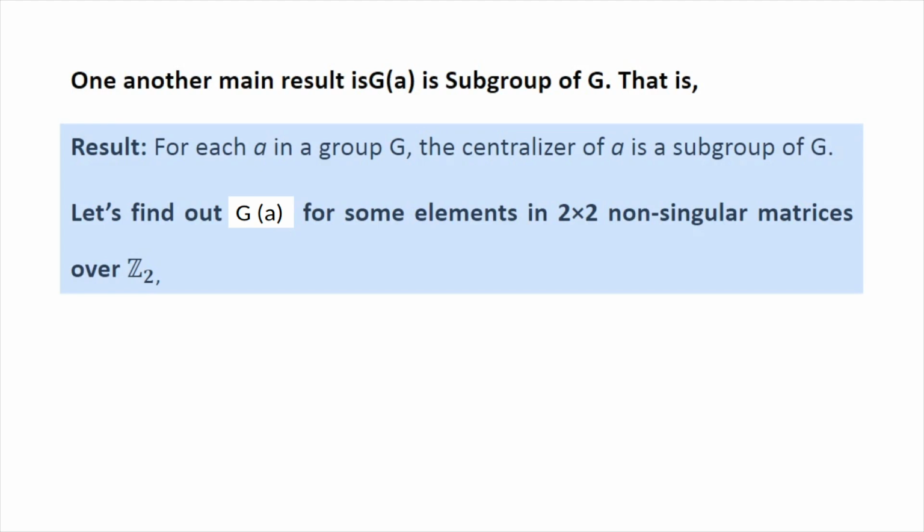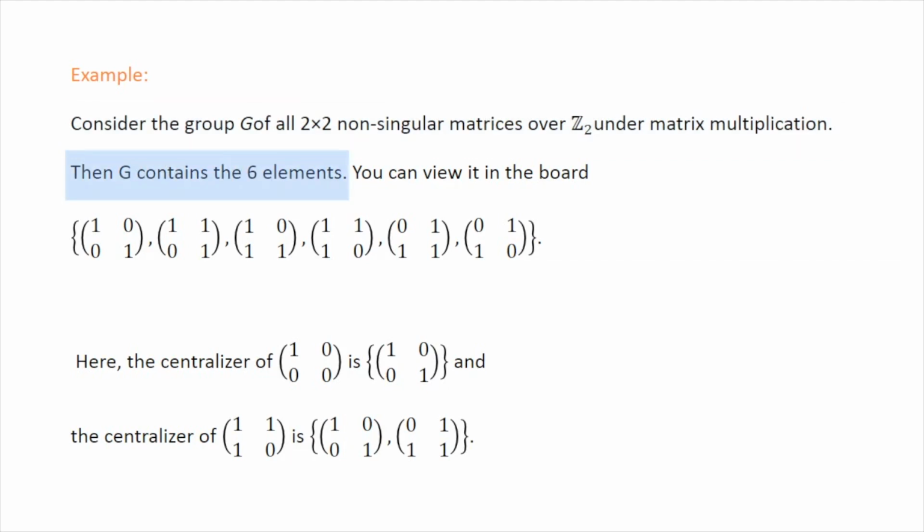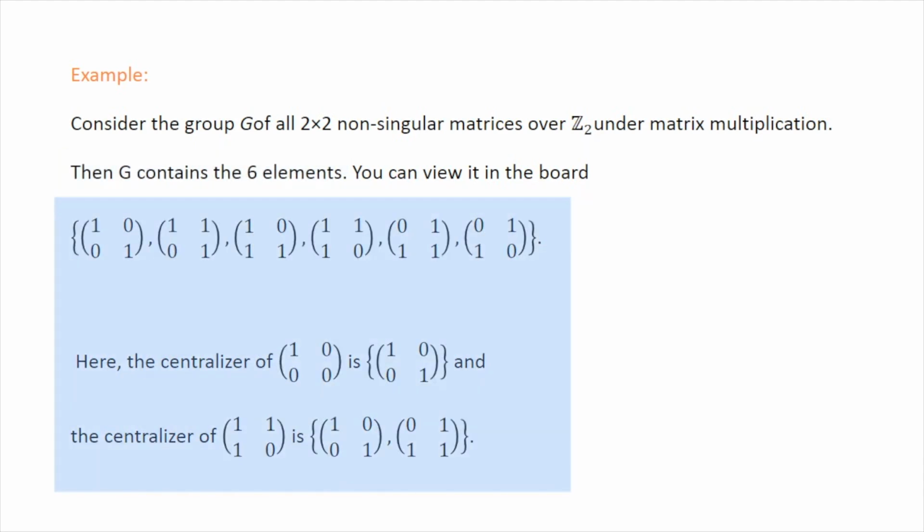Let us find out C(a) for some elements in the 2 by 2 non-singular matrices over integers mod 2. Example: consider the group G of all 2 by 2 non-singular matrices over integers mod 2 under matrix multiplication. Then G contains the 6 elements. You can view it from the board.